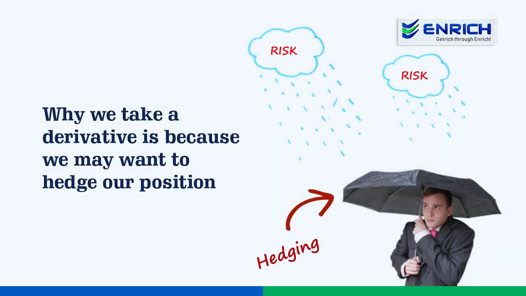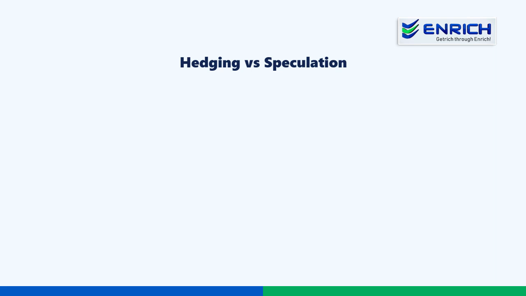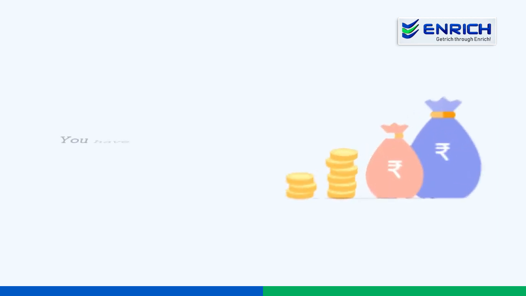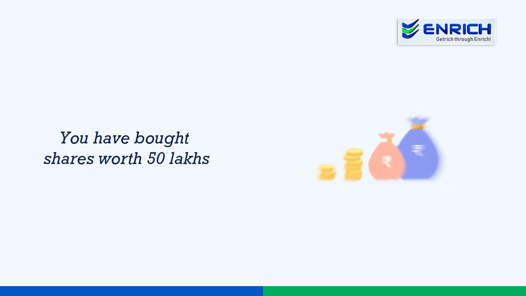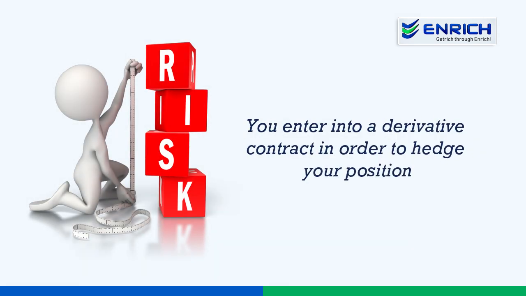So the second reason why we take a derivative is because we may want to hedge our position. So what's hedging? Hedging, as said before, is a risk management tool. The difference between speculation and hedging: speculation is done to earn a profit, whereas hedging is done to reduce your losses or risks. Say for example, you have bought shares worth 50 lakhs. Now if the market keeps moving downwards or if the price of shares keeps reducing, then the value of 50 lakh shares may drop drastically and say it comes down to 10 lakhs. So in order to reduce this kind of a loss, you use hedging. It's like an insurance policy. You enter into a derivative contract in order to hedge your position.